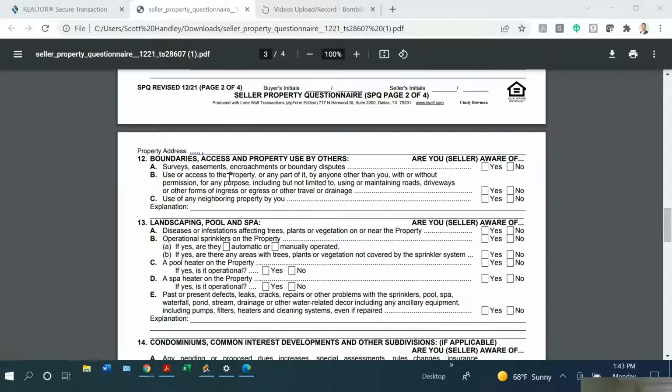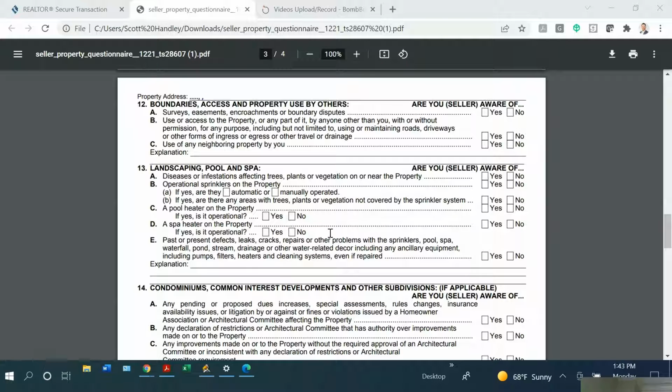Use of the property, use or access to the property or any part of it by anyone other than you, with or without permission, for any purpose, including but not limited to using or maintaining roads, driveways, or other forms of ingress or egress or other travel or drainage. Yes or no? Are we sharing anything? This can be common in some of the homes in the foothills, or land in more rural areas. Oftentimes they have shared driveways or easements, things like that. So we'll be very aware of that.